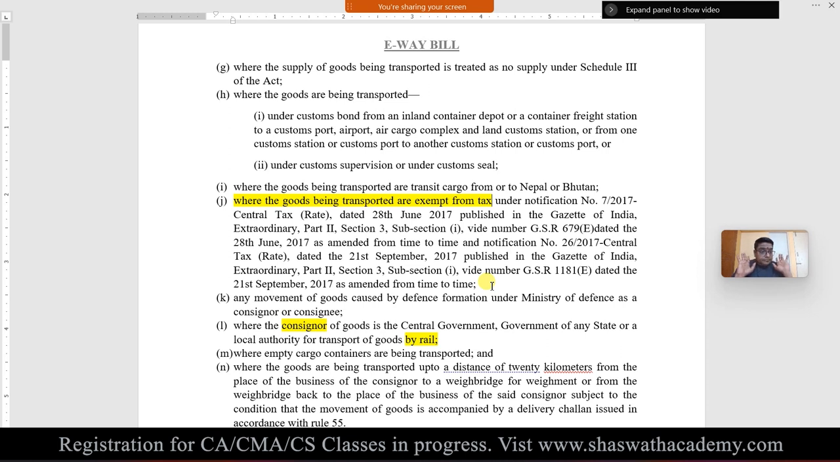Are you with me, my dear? Yes, sir. Which goods movement has a possibility of tax evasion? Taxable goods. That is why all the exempted goods, they said they don't want it.